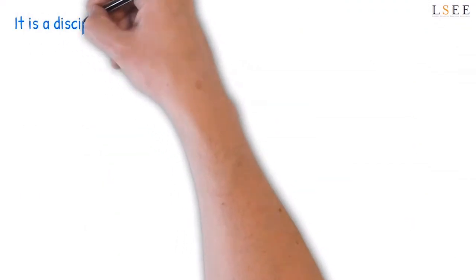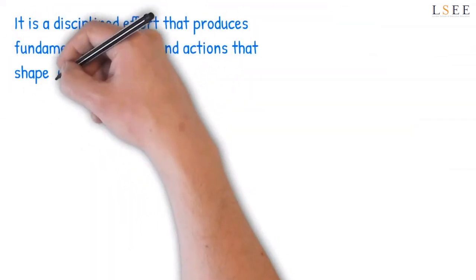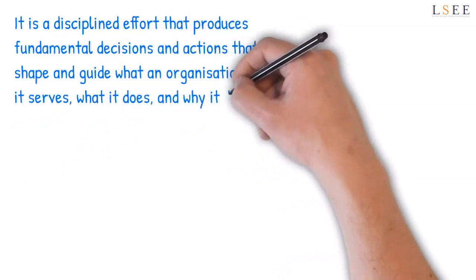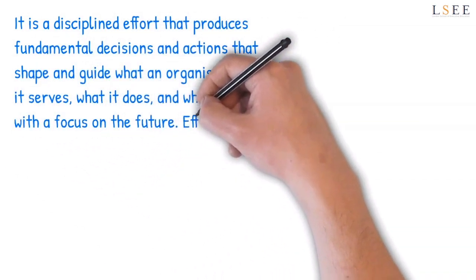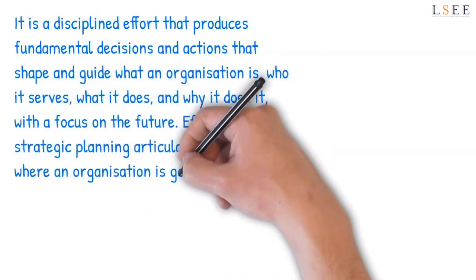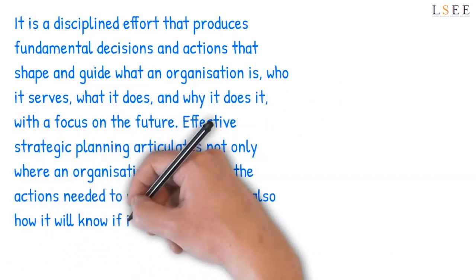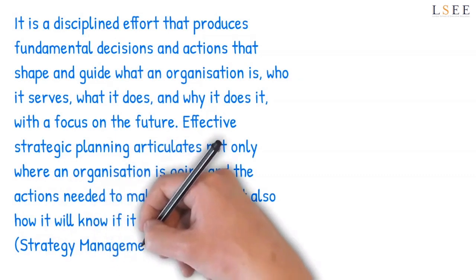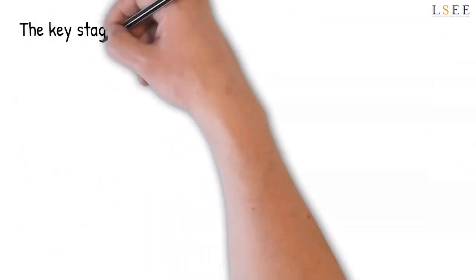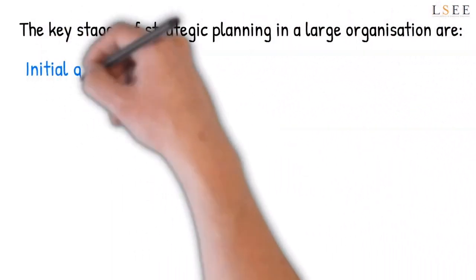It is a disciplined effort that produces fundamental decisions and actions that shape and guide what an organization is, who it serves, what it does, and why it does it, with a focus on the future. Effective strategic planning articulates not only where an organization is going and the actions needed to make progress, but also how it will know if it is successful. Strategy Management Group, 2019.